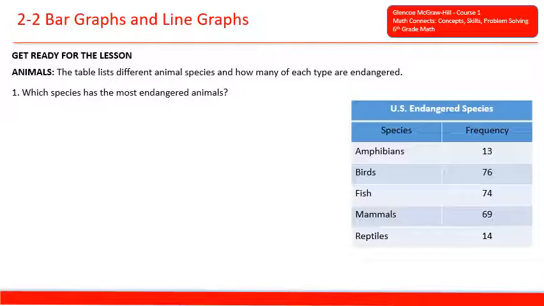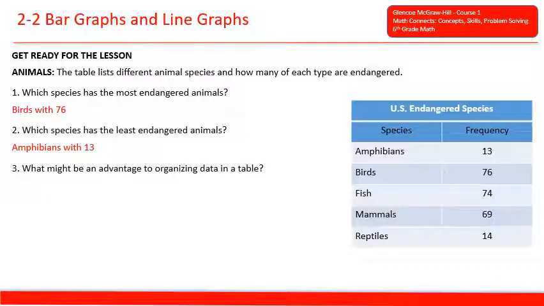Which species has the most endangered animals? So if we look down at the frequency column, 76 looks to be the greatest number. So birds was 76. Which species has the least endangered animals? So if we go over here, what's the lowest number in the frequency column? It appears to be amphibians at 13.